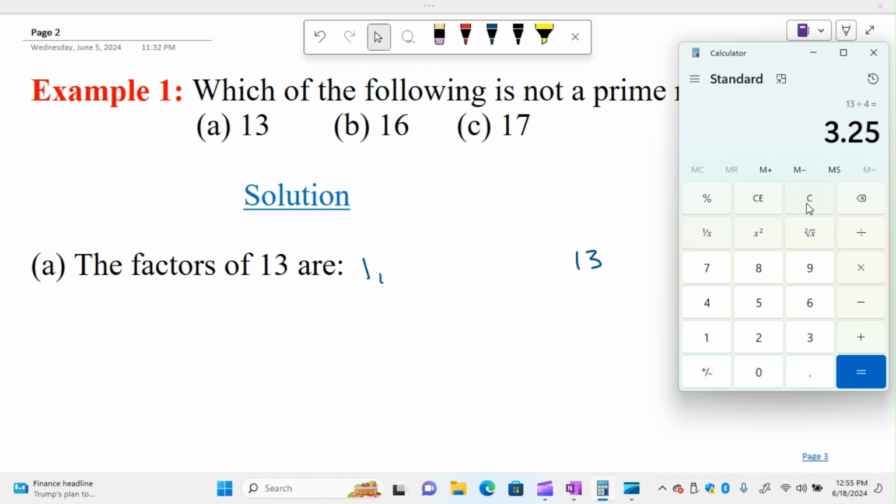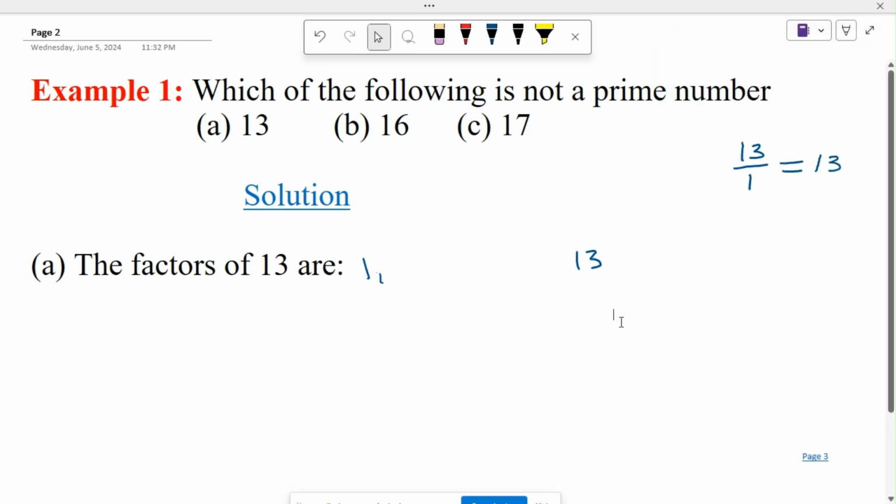But if you test 13 itself, like you have on your screen now, you have 13 divided by 13. All you have is 1. This is a whole number. So in all, all we have been able to prove is that 13 has only two factors. It has only 1 and 13 itself.